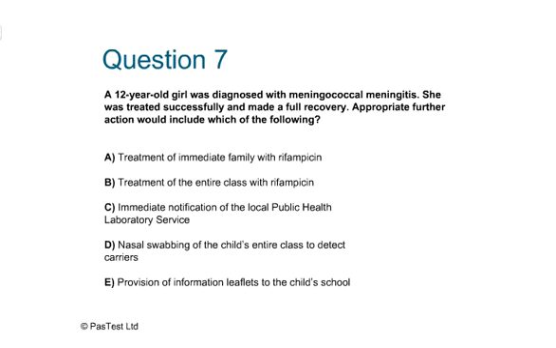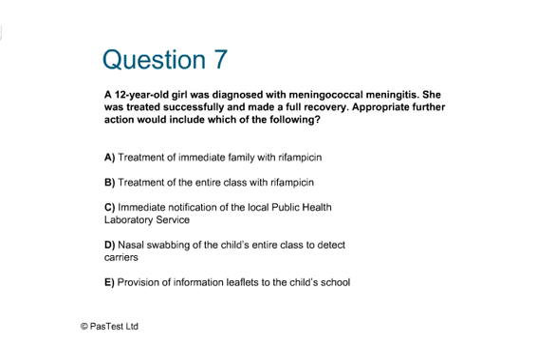Question 7. A 12-year-old girl was diagnosed with meningococcal meningitis. She was treated successfully and made a full recovery. Appropriate further action would include which of the following? A. Treatment of the immediate family with rifampicin. B. Treatment of the entire class with rifampicin. C. Immediate notification to the Public Health Laboratory Service. D. Nasal swabbing of the child's entire class to detect carriers. E. Provision of information leaflets to the child's school.